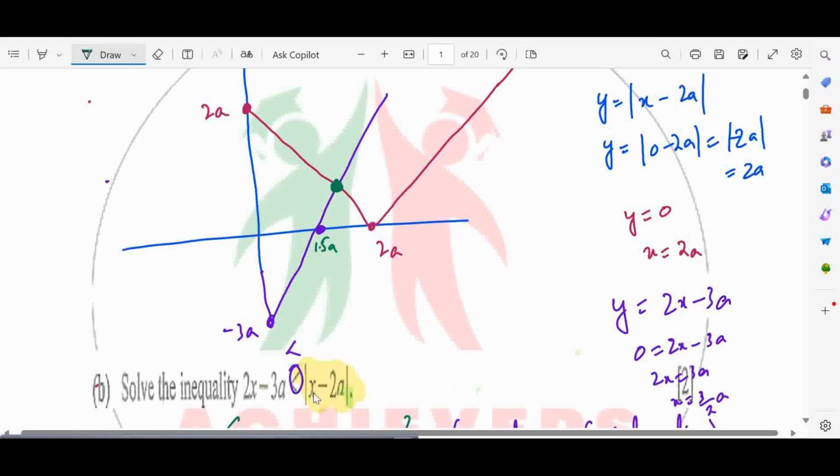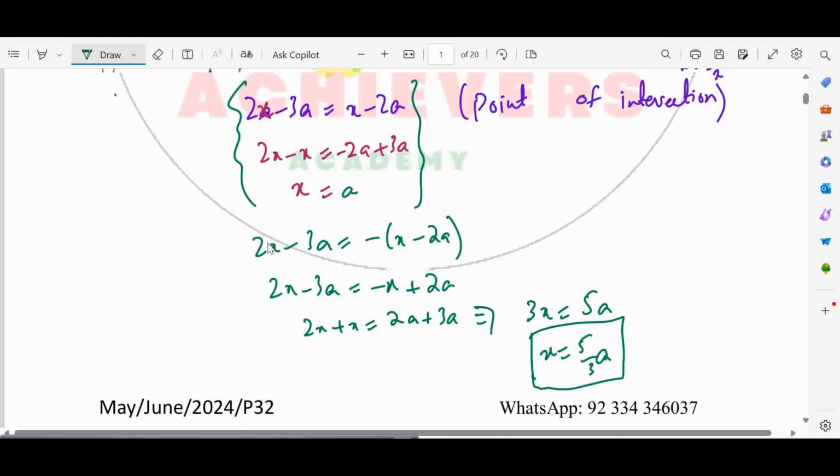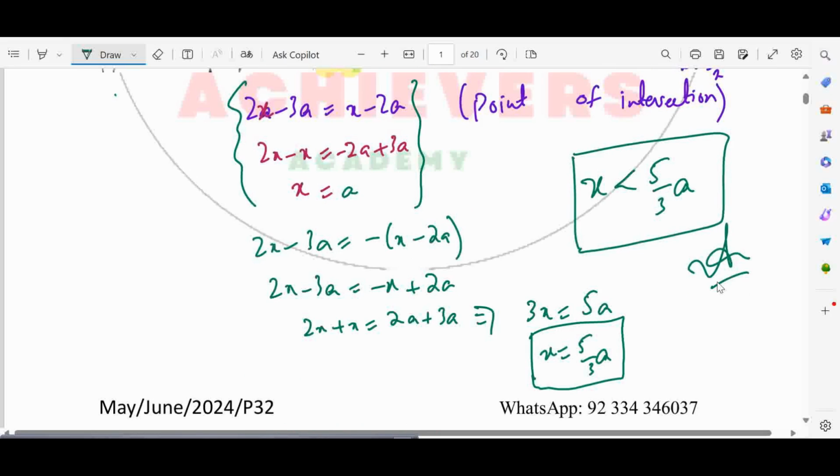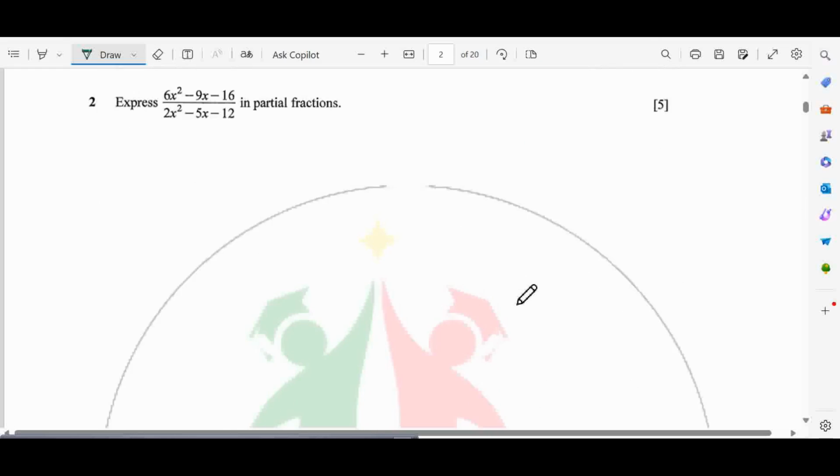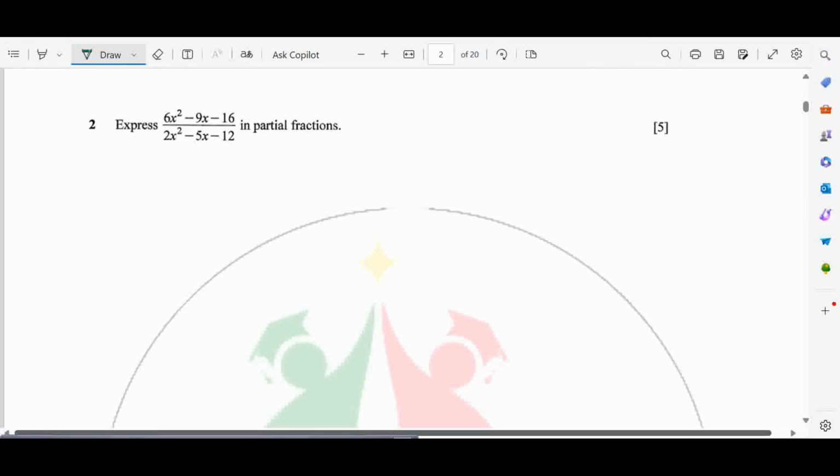Now the inequality is less than, so less than means that this line is below the other line at this point. It means that our final answer will be x is less than 5 by 3 a. This will be the final answer. Let's move to the next question, question number 2.